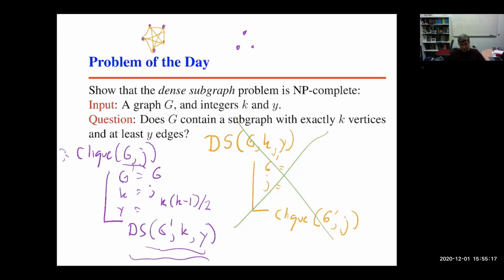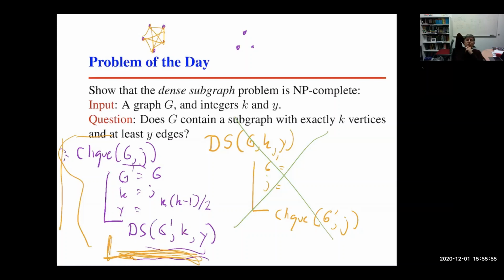So does everybody see that if I had a fast densest subgraph solver, the special case of looking for a maximally dense subgraph, the densest conceivable subgraph on K vertices, well, that finds me a clique of size J? And since finding a clique is hard, there's no fast algorithm for this. There can be no fast algorithm for densest subgraph.